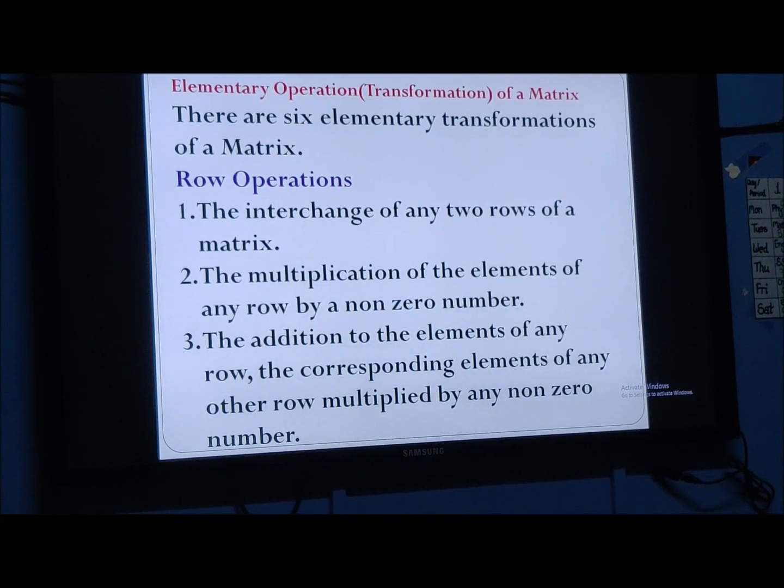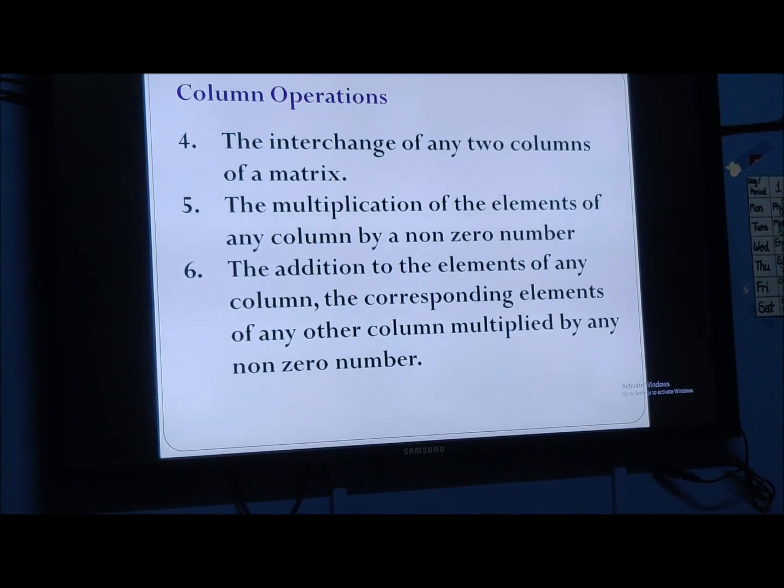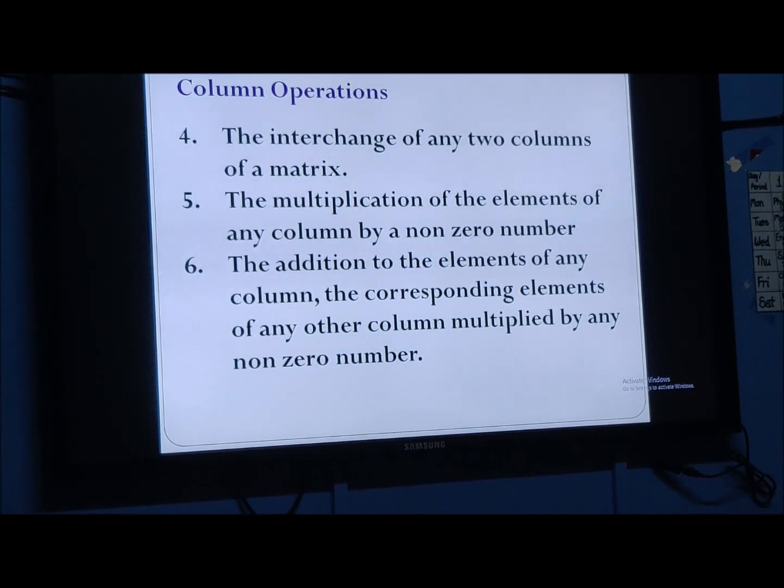Now, in the same way, we will have column operations also. What are the column operations? In the same way, the interchange of any two columns of a matrix.